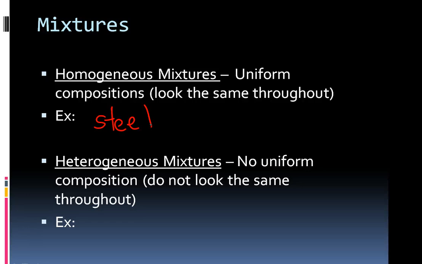And the opposite type of mixture is called a heterogeneous mixture. And this has no uniform composition. That means they don't look the same throughout. They look all different throughout. A good example here would be sand. If you look closely at sand, you can see some dark particles, some light particles. They're different sizes, and they all look different. So that would be a heterogeneous mixture.